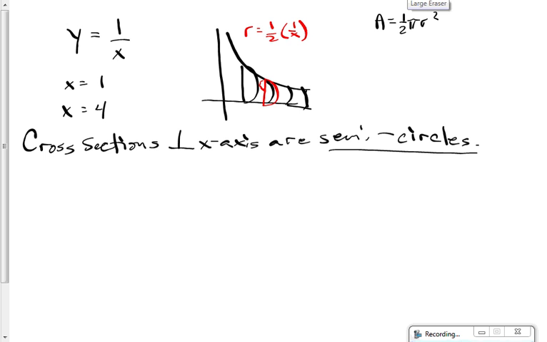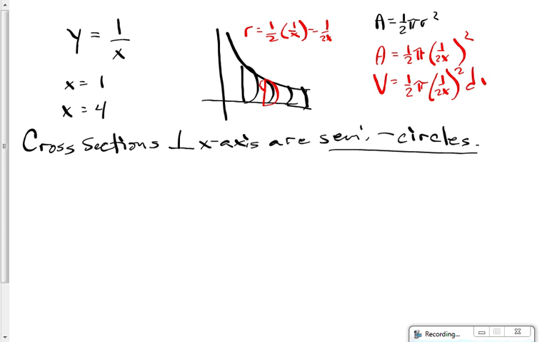Let's stick with our equation. Mr. Best, be consistent. 1/2 pi times the radius. We said the radius, we'll call this 1 over 2x squared. How do I turn it into a volume? Multiply by dx. How do I find the volume of all the semicircles added up? Integral. Integrate. What are my bounds of integration?